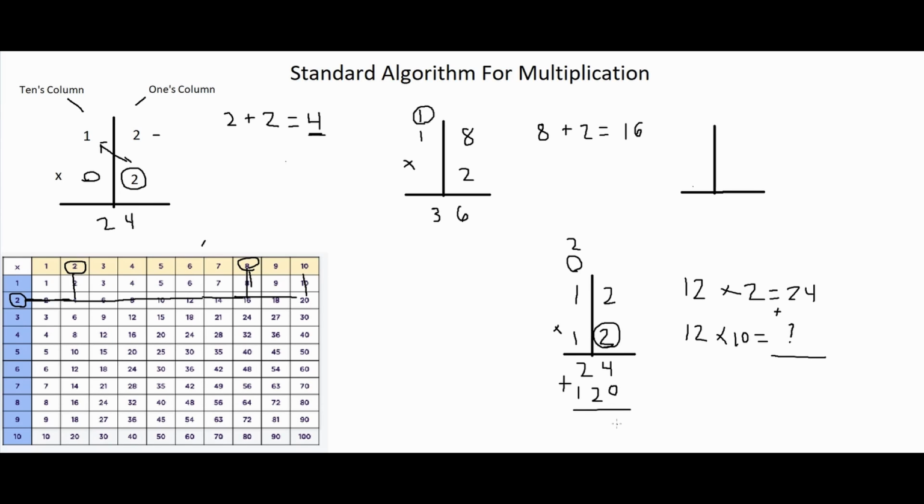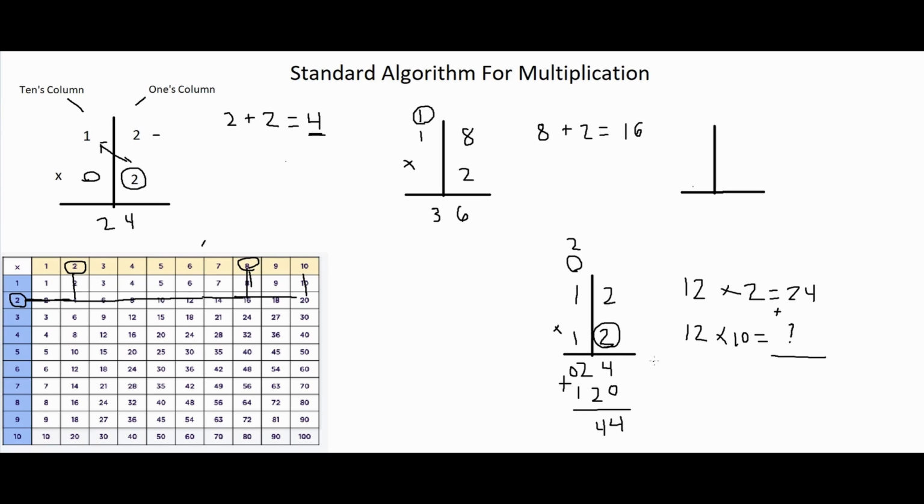Now this 4 plus 2, it's not properly aligned, but if we add 4 plus 0, we get 4. If we add 2 plus 2, it's 4. And then if we add 0 plus 1, we get 1. So we find out that the answer is 144.